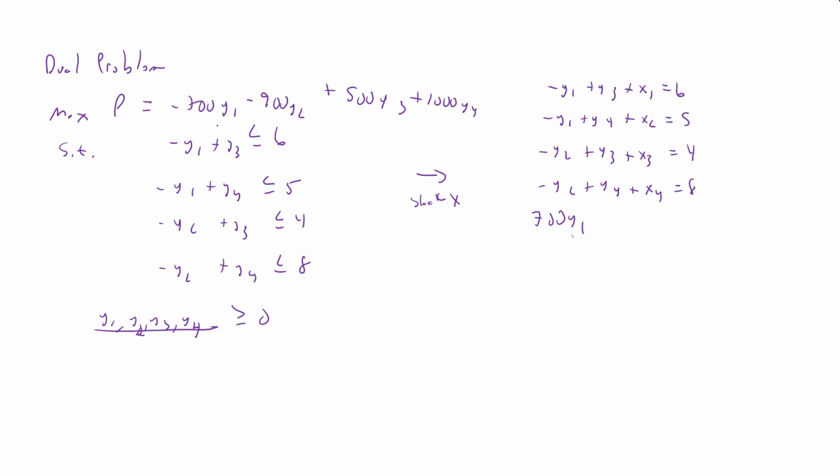And remember, we're taking it to the other side, so it's positive: plus 900y2 minus 500y3 minus 1000y4 plus p equals 0. Because those were negative here, they become positive when you take them to the other side. All right, so I think that gives us what we need there.